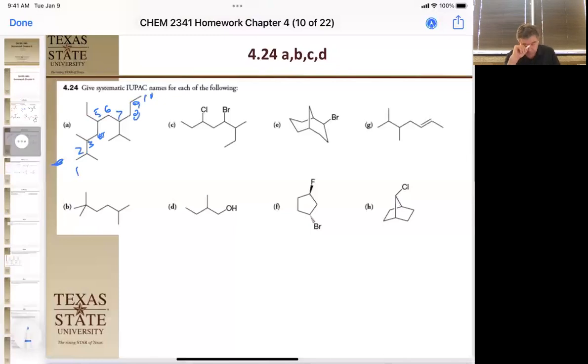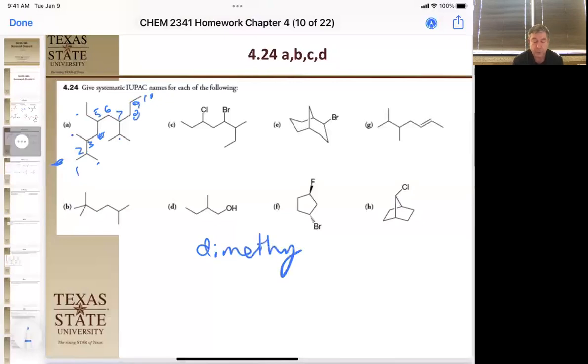All right. So we have our longest chain, we have our numbers down, and we now have our substituents. We have a methyl group, an ethyl group, and an isopropyl group. So if we have methyl, methyl, so we can do dimethyl.